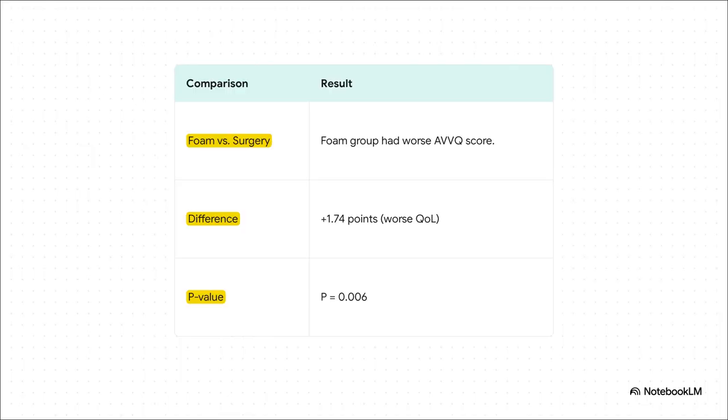So let's start with the main headline, the primary outcome. What happened with the AVVQ scores at 6 months? Well, the foam group did worse than the surgery group. It was statistically significant, with a difference of about 1.7 points and a p-value of 0.006. Now, laser versus surgery? No significant difference there. So foam was statistically inferior, but you should also add that the clinical significance of a 1.7-point difference is a whole other debate, and it's a smart point to raise.